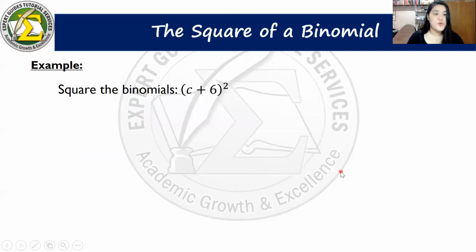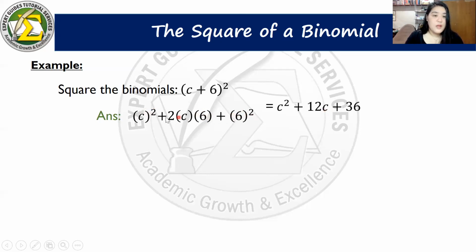Let's have another example for this one. So we have to square the binomial, or the square of the quantity c plus 6. So what are we going to do here first? We're going to square the first term, and then add twice the product of the first and last term, and then square the last term. So by simplifying this one, we get c squared plus 2 times 6, which is 12c. And then 6 squared is 36. So this is our final answer to the square of c plus 6.